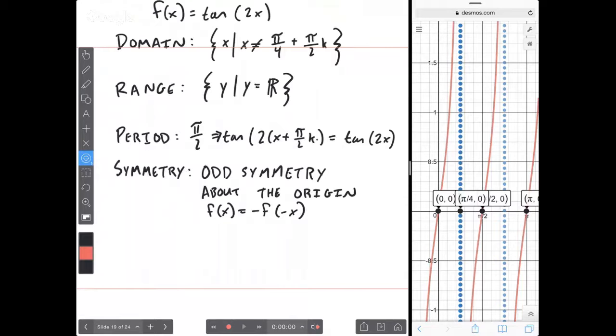Great. Cool. Symmetry was odd symmetry. I've got period, I've got domain, I've got range. What are we supposed to do next? We want to find maxima, minima, increasing, decreasing, intercepts, equations of asymptotes, right? So let's see. Maxima and minima. No maxima and minima. That's easy.